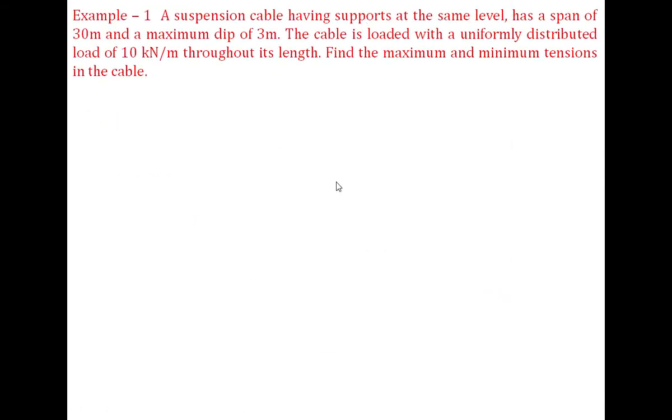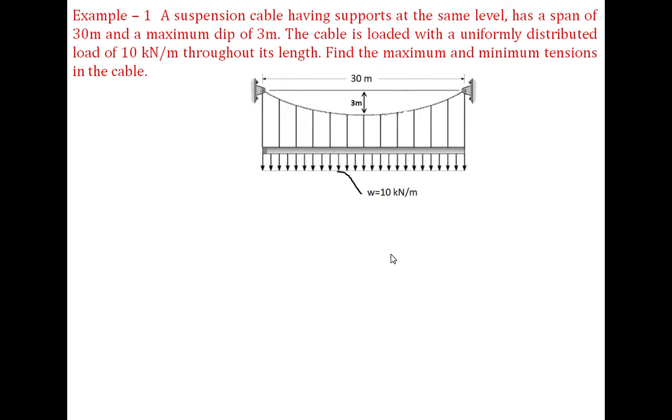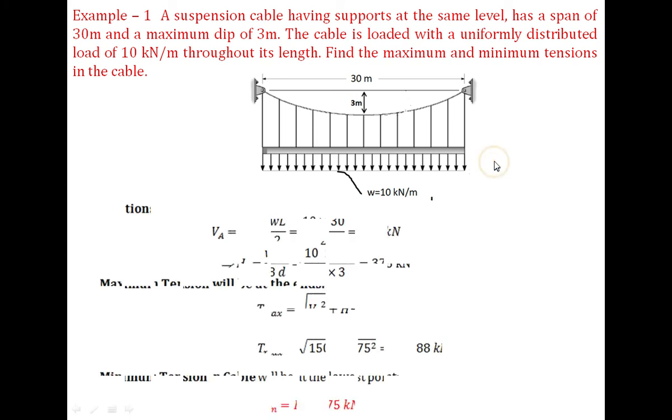Let us take a problem. A suspension cable having supports at the same level has a span of 30 meter and maximum dip of 3 meter. The cable is loaded with a uniformly distributed load of 10 kN per meter throughout the length. Find the maximum and minimum tension in the cable. So this is the suspension cable, and the load is applied 10 kN per meter. This is the span and this is the central dip. We need to find out maximum and minimum tension in the cable.